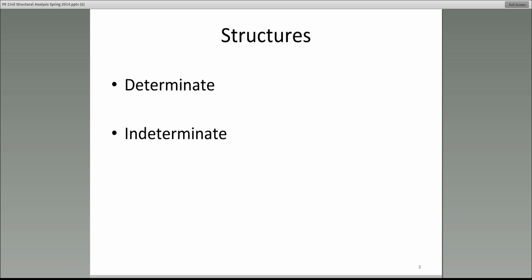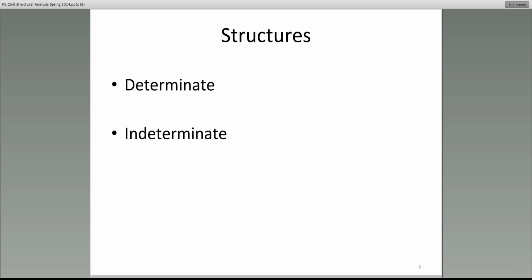Therefore, for those of you taking something other than structures in the afternoon, all you need to be concerned about is determinate analysis, and we will talk about just the determinate analysis throughout this presentation. However, you do need to know how to distinguish between a determinate structure and an indeterminate structure, and I will show you how to do that.